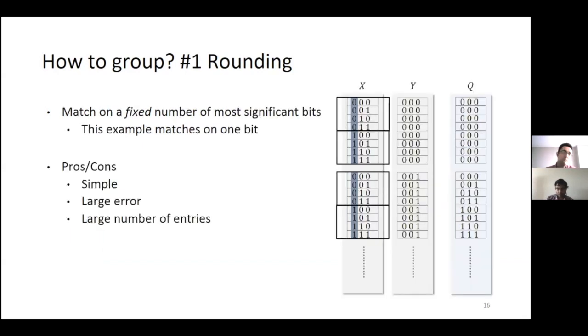This approach is very simple, but unfortunately it produces a large error. And if you want to reduce the error, it requires a large number of entries. In this example, my significant bit is actually 1 here. As we can see, it divides the space of the variable x into 2.